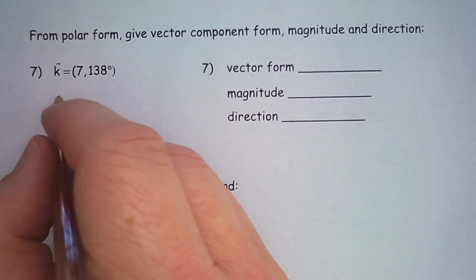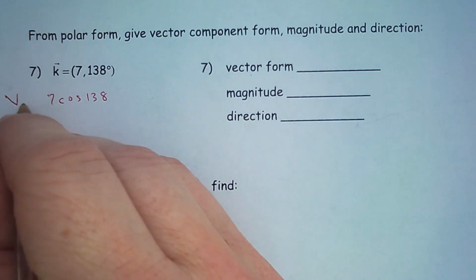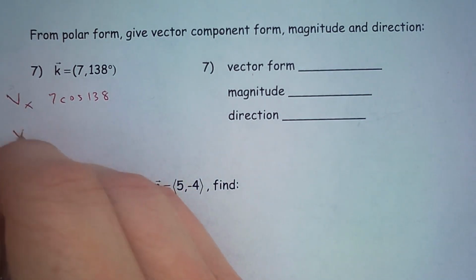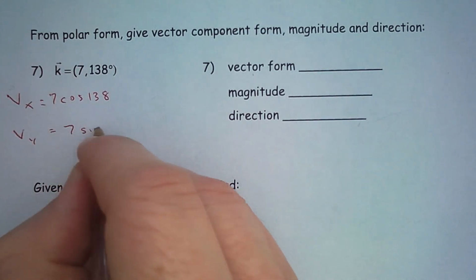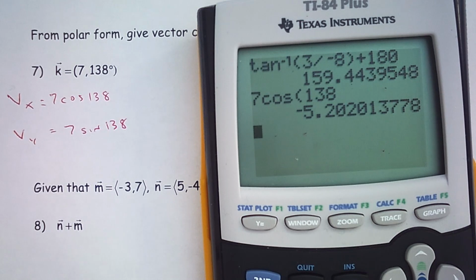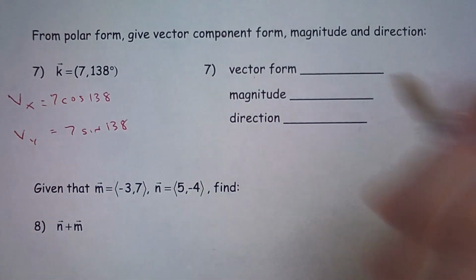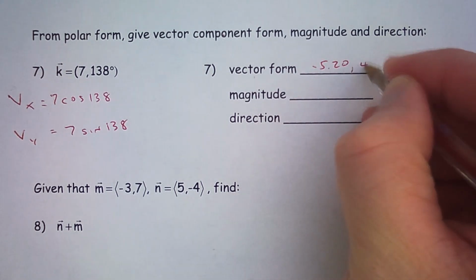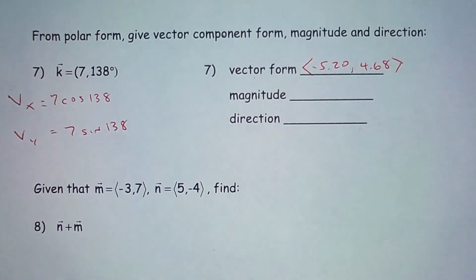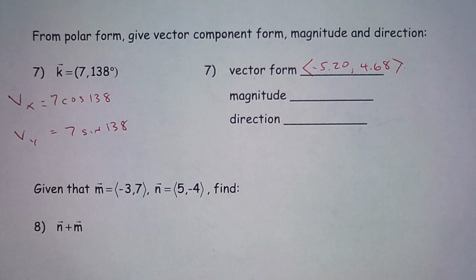Okay, so for the x coordinate, x is cosine, 7 cosine 138. So that's the vector's x component. And then the vector's y component is 7 sine 138. 7 cosine 138 and 7 sine 138. So we have -5.20 and 4.68. Okay, and don't forget the chevrons for component form. Okay, next is magnitude and direction.